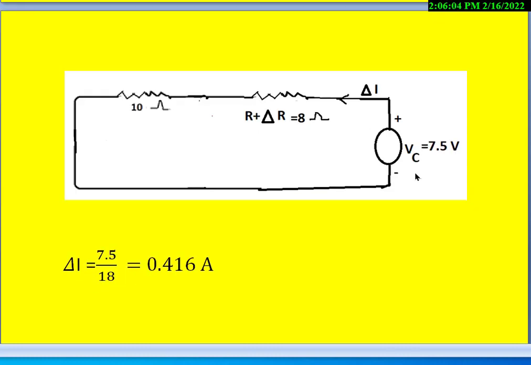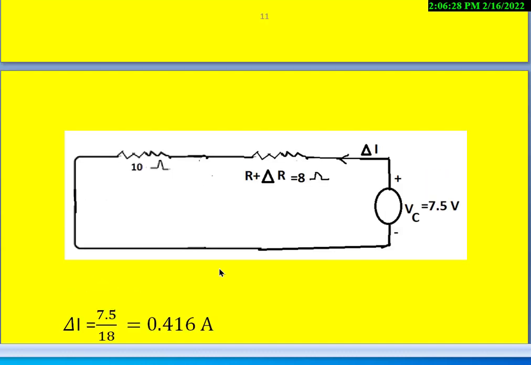So delta I is equal to 7.5 volts divided by the total resistance, that is 10 plus 8, and we get 0.416 amperes. So directly we are able to find the change in the current in this circuit by using the compensation voltage.